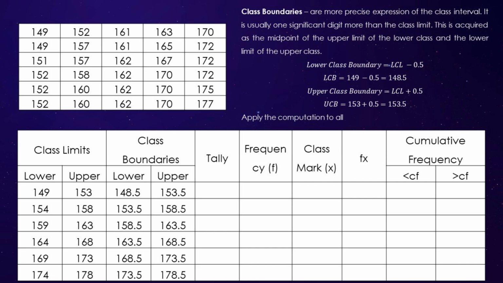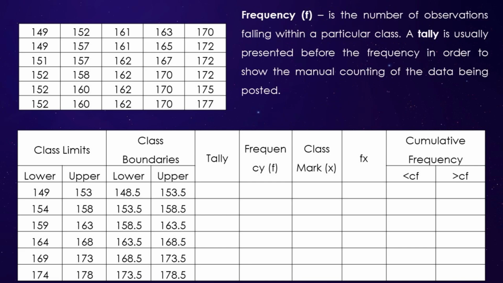Now that we've set up the class limits and boundaries, we can start building our frequency distribution table. We'll tally how many data points fall within each class and record the frequency, class marks, and cumulative frequency. Let's begin by filling in the table.